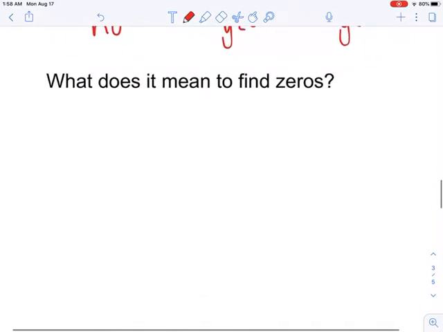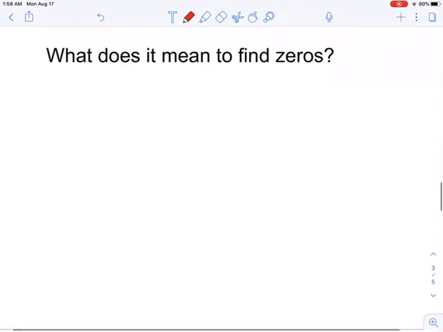What I want you to think about for a moment is, what does it mean to find zeros? Turn to your neighbor again and have a quick discussion. What does it mean to find zeros? What are we finding?